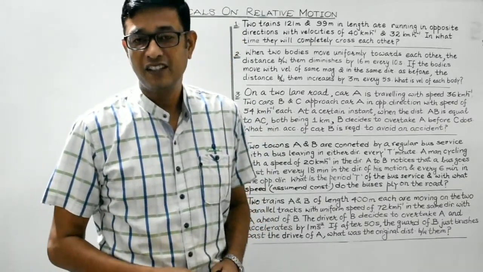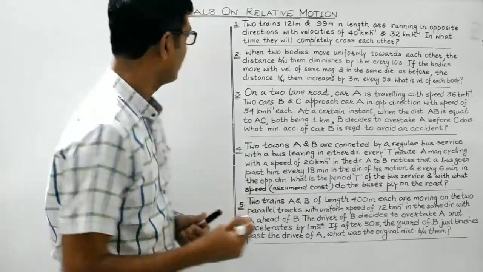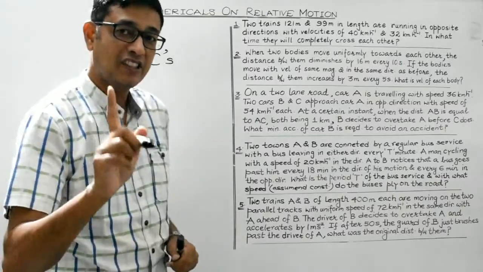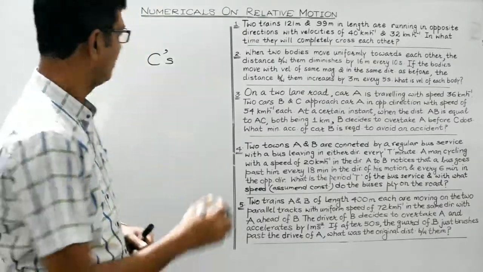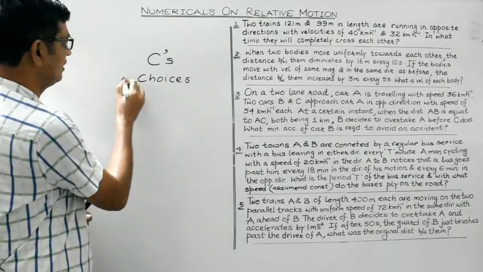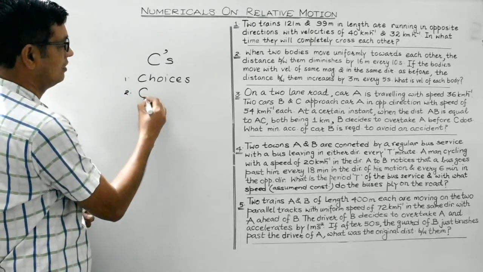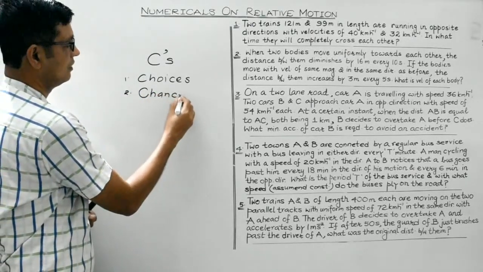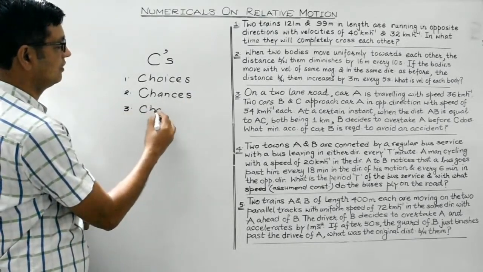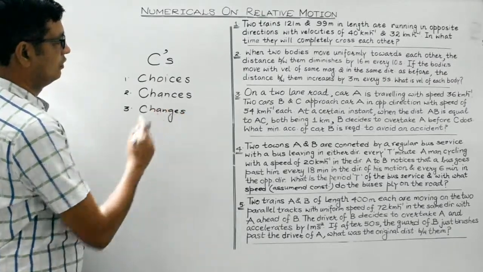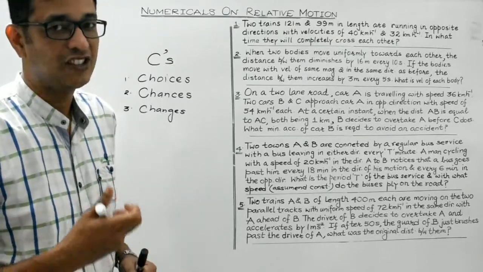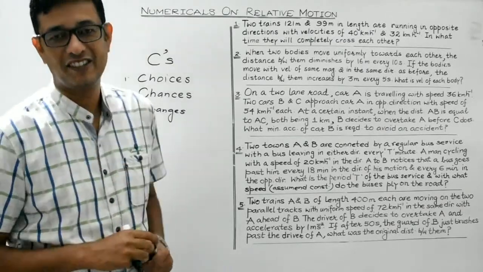Students, there are three C's of life. First C stands for choices. Second C stands for chances. Third C stands for changes. So students, I repeat, there are three C's of life: choices, chances and changes.